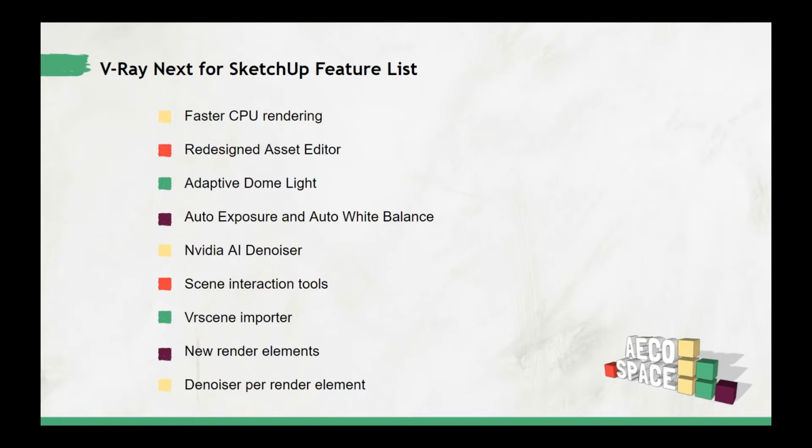We have a few very interesting scene interaction tools working directly in the SketchUp viewport. And we have the V-Ray scene importer, allowing you to export V-Ray scenes from any other V-Ray out there, import them in SketchUp, and render them directly there. So this is part of the cross-platform approach I mentioned. You can basically export a V-Ray scene from any V-Ray software, even V-Ray for Maya, and render it in SketchUp with proper materials and proper illumination. We have also a few new render elements and even the possibility to denoise per render element, which was one of the highly requested features when the denoiser came out in the beginning.